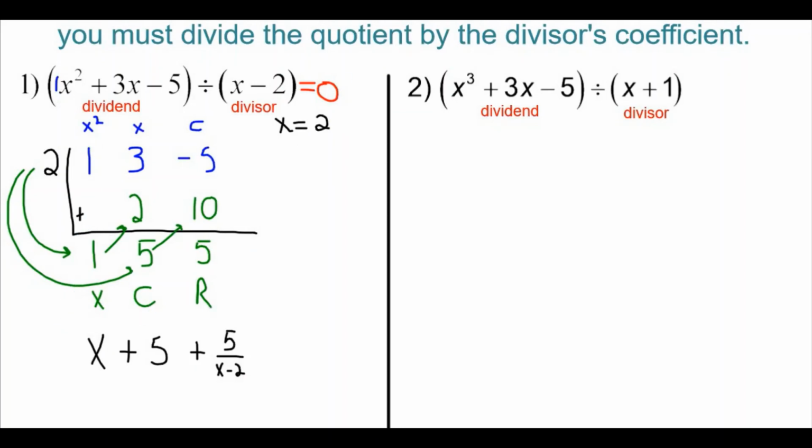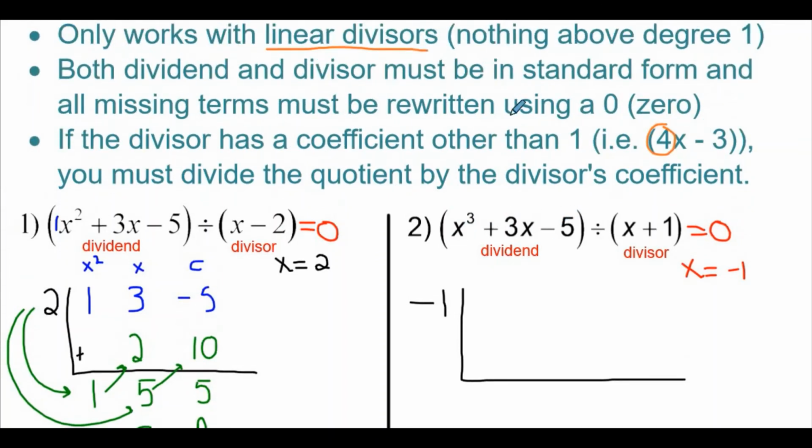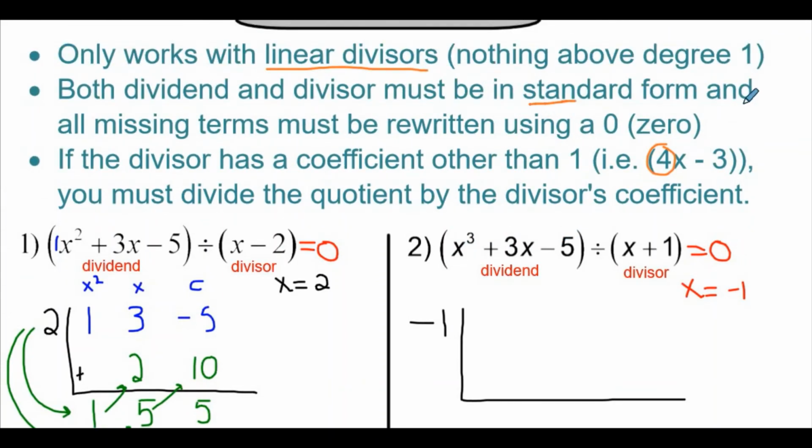So let's take a look at the next example. Again, here's the process. We set the divisor equal to 0, which would give us x is equal to -1. We then put that -1 on the outside of the division symbol, which is now inverted. We take the coefficients of this, but we have to be careful about this rule. It has to be in standard form, and if you're missing a term, you have to put a 0 there.